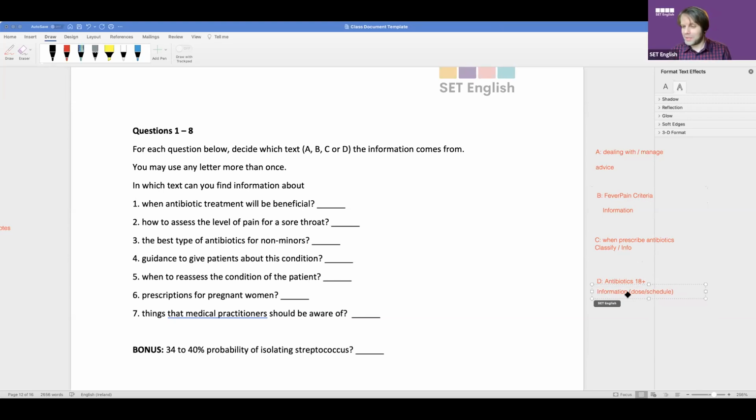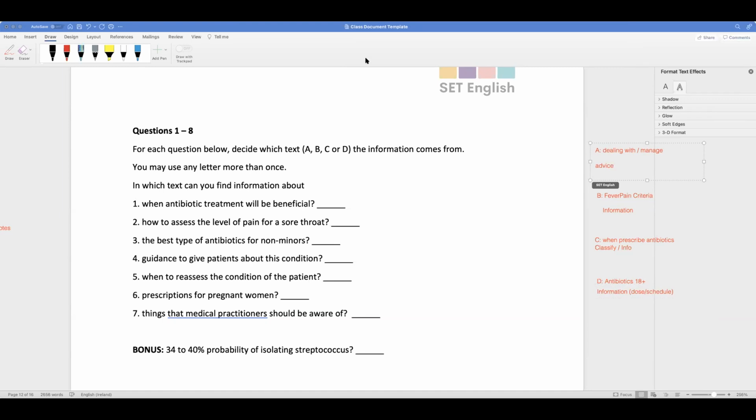Which is silly because you can join the army at 16, so I don't know how that makes sense. Guidance to give patients about this condition. Advice A. Guidance to give patients advice, right? When to reassess the condition of the patient. A. Ooh, that's a tricky one. I think it's A. What do we do when we're not sure? Get it down to 2 and just scan. So this is talking about reassessment. So what could it be? Where would I reassess? That's assessment, isn't it? Yeah. B. Is there any more assessment? A. That's dealing with management.